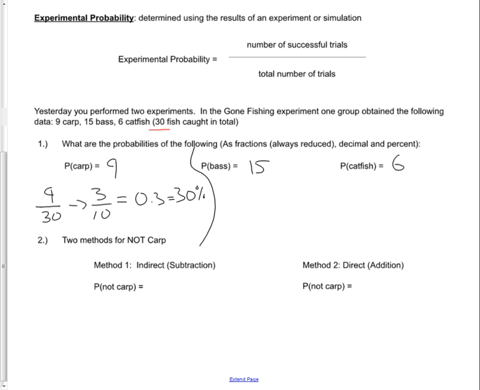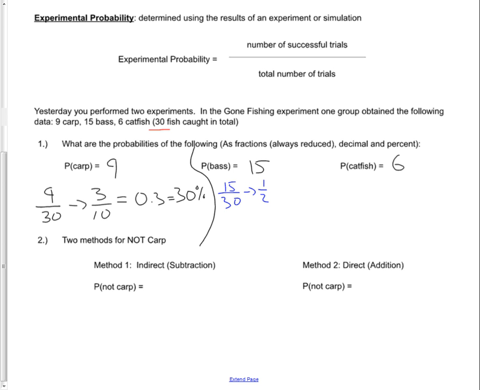Okay, so now I want to do the same thing for bass. So I've got 15 bass out of 30 in total. Okay, and so again, this is not a fraction in lowest terms. Both of these numbers can be divided evenly by 15. So that would give me 1/2. Okay, so as a fraction in lowest terms, 15 over 30 is 1/2.